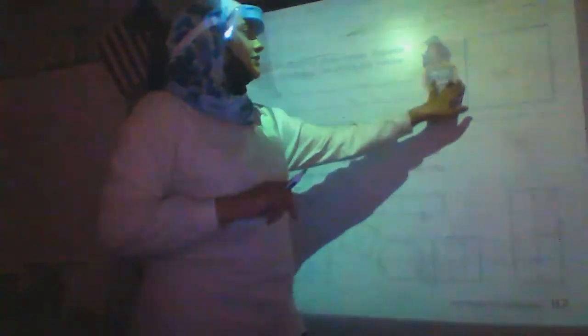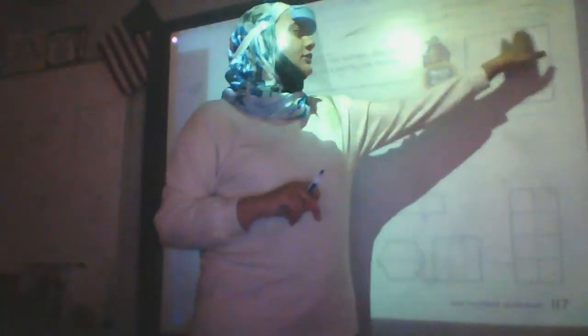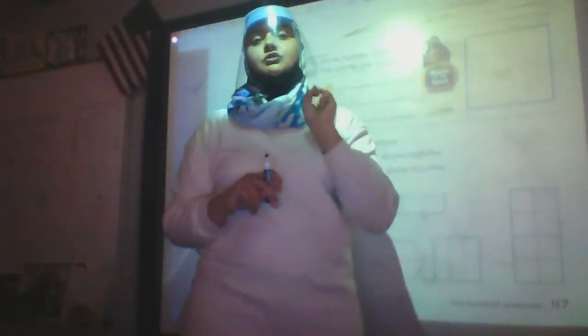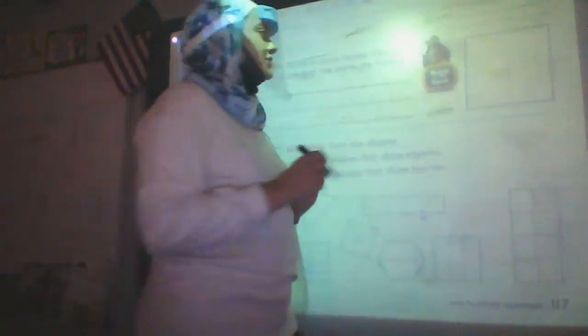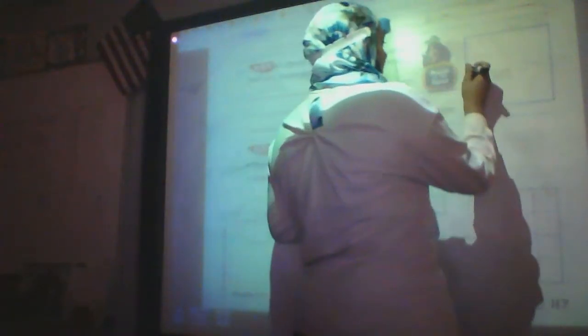It says, draw to show halves. Explain how you know that the parts are halves. So they want you to cut this whole into a half. If I'm going to cut this whole into a half, I'm going to cut it into 2 equal parts. Very good. You can cut it like this.